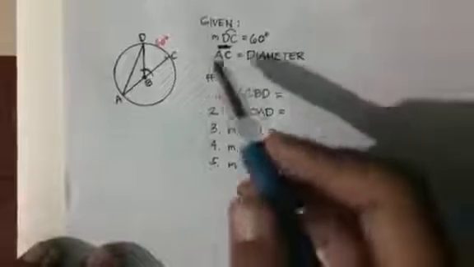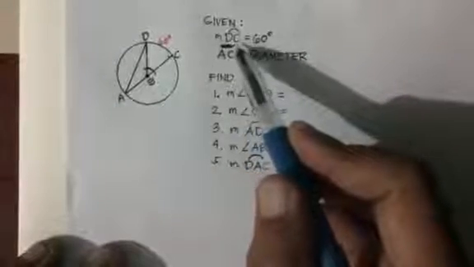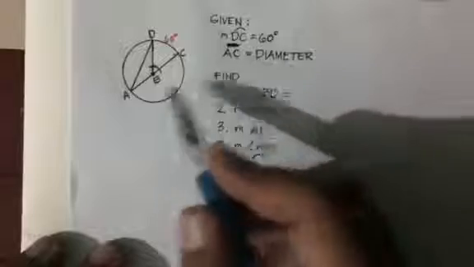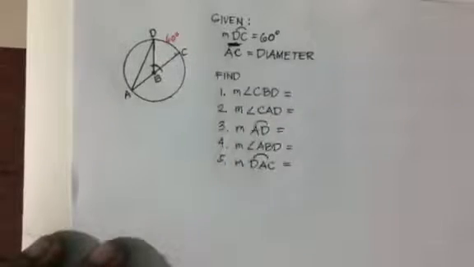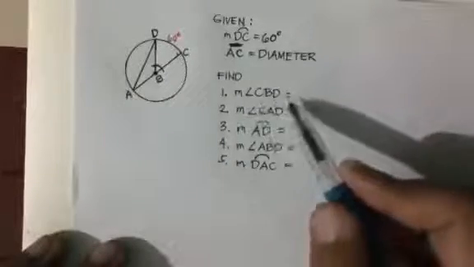Given only that the measure of arc DC equals 60 degrees, so arc DC is 60 degrees. Then line segment AC is a diameter. So first, we're going to find the measure of angle CBD.